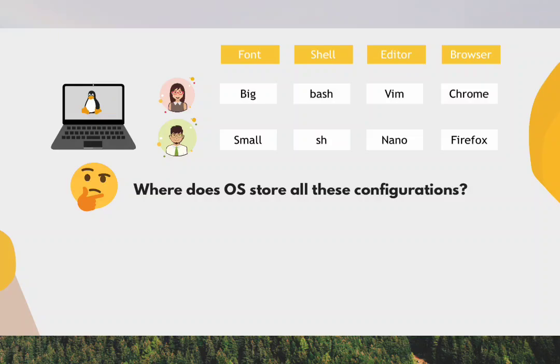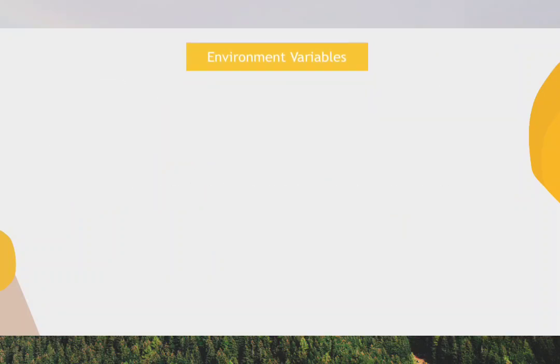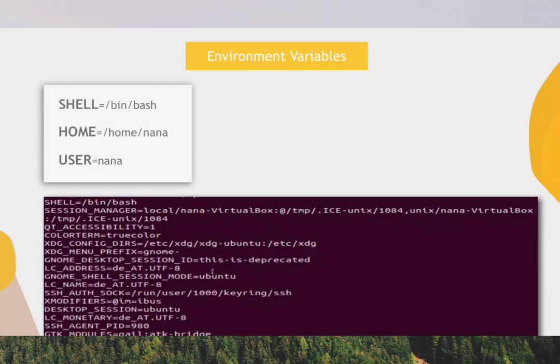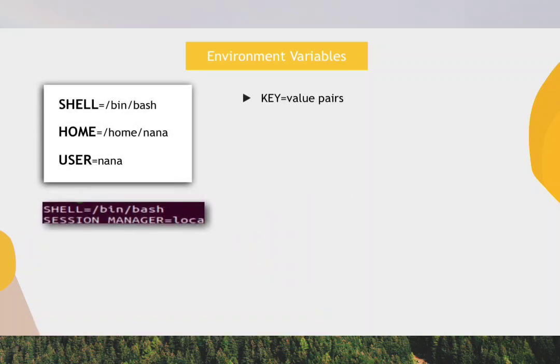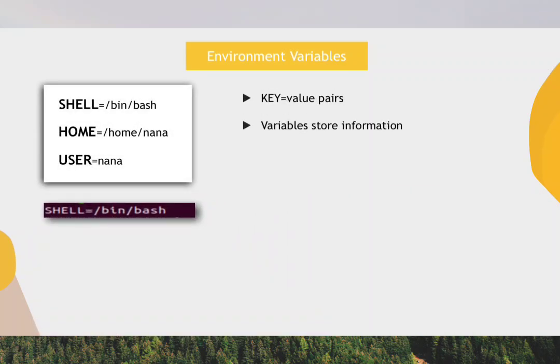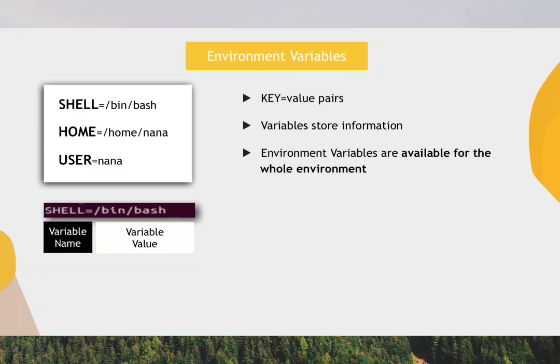Operating system stores this information in what's called environment variables, which are basically pieces of information defined by key value pairs. In the bash scripting, you learned about variables. We have a name of the variable and the value that that name references. That's exactly how environment variables are defined. But these environment variables are available for the whole environment, not just for one specific script. And the keys or names of these environment variables by standard are defined with all capital letters.